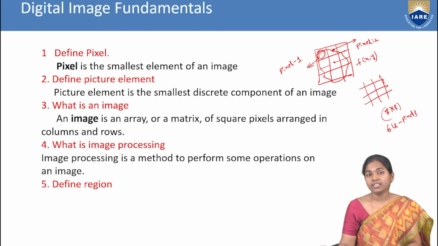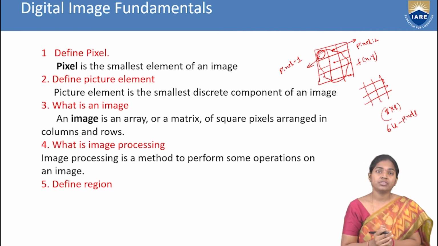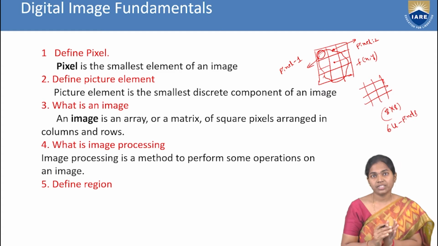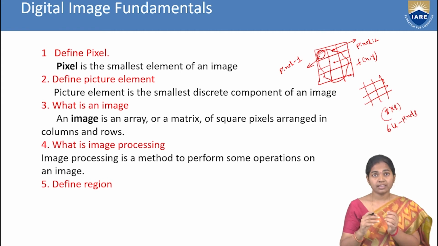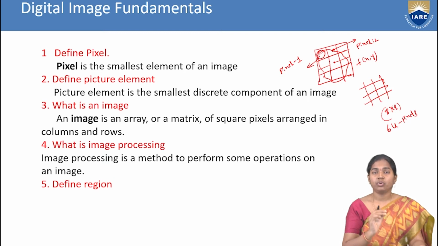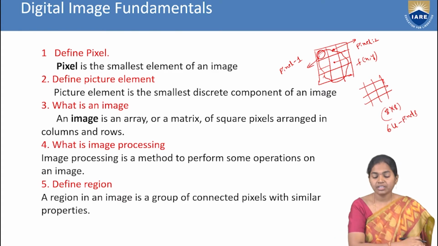And region. What is meant by region? If we consider an image with 8 rows and 8 columns, 8 into 8, the image size has a total of 64 pixels. Out of 64 pixels, some pixels have a gray level of 20, some a gray level of 60, some a gray level of 30. A region is where the gray levels are the same and the pixels are joined and adjacent. So a region in an image is a group of connected pixels with similar properties.